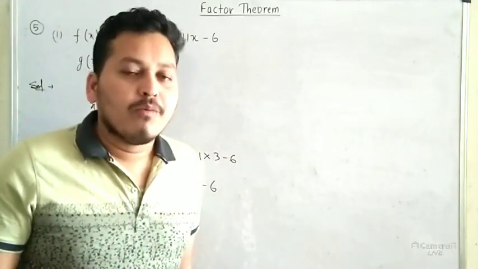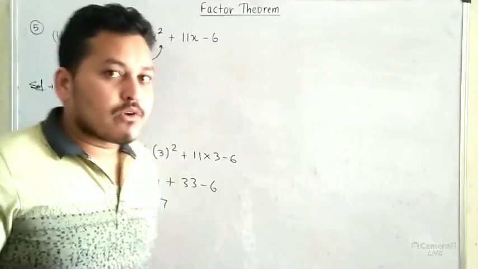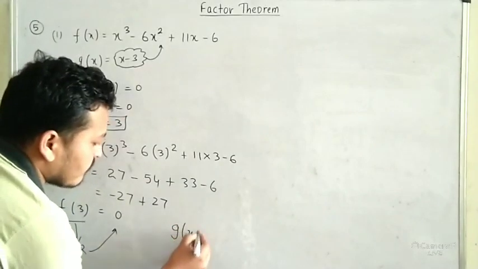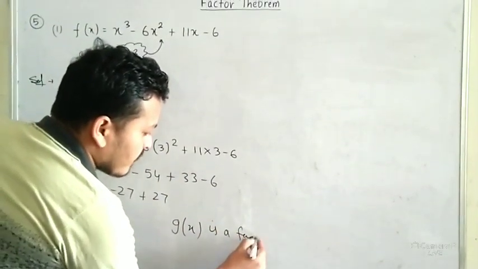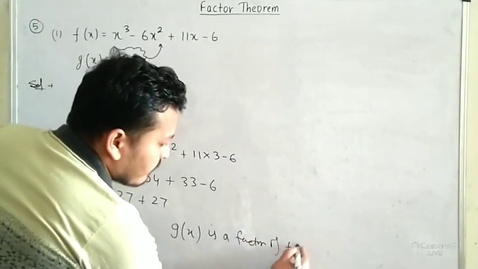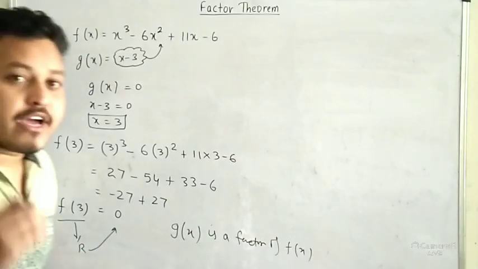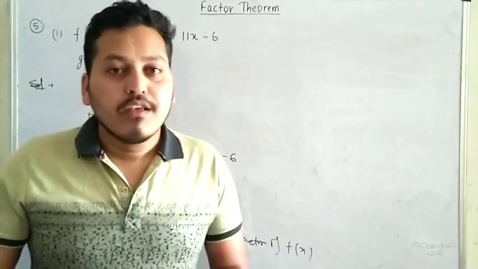And I told you, when our remainder is equal to 0, at that time we can say that g(x), what is the g(x)? x minus 3. g(x) is a factor of f(x). Okay, g(x) is a factor of f(x). So this is a very simple question, and one or two questions you can check in the previous question paper.